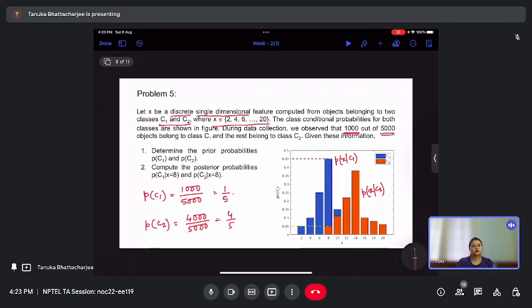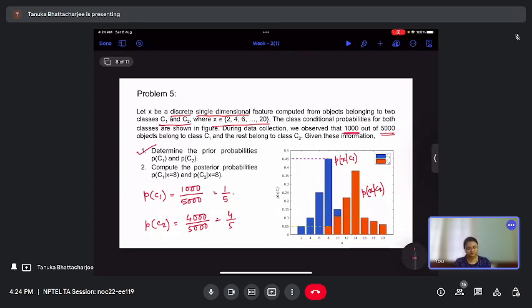So, this is how you compute the prior probabilities of each class, which is basically the fraction of data belonging to that particular class in your prior data set. Now, the next question, this was question 1. The next question is, compute the posterior probabilities: probability of C1 given x equal to 8 and probability of C2 given x equal to 8.